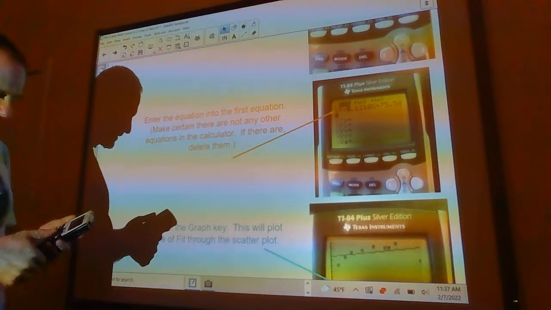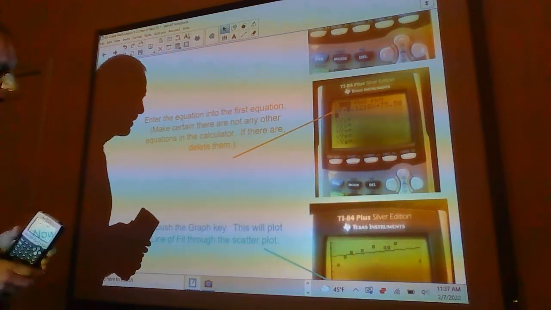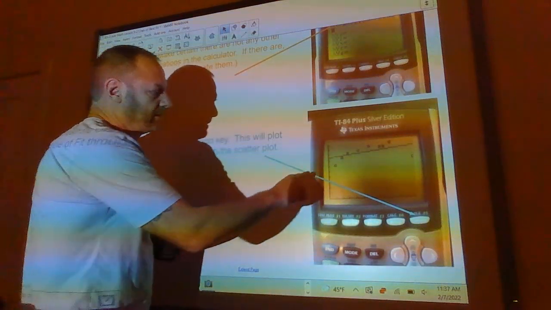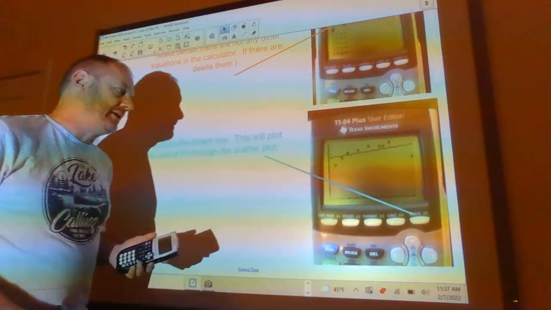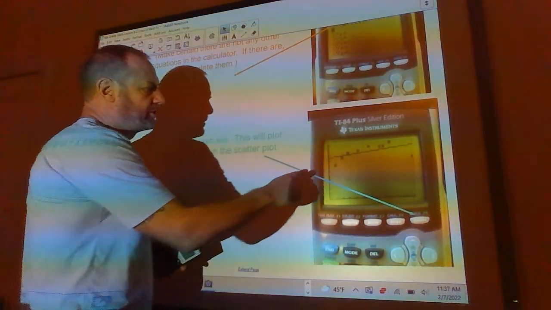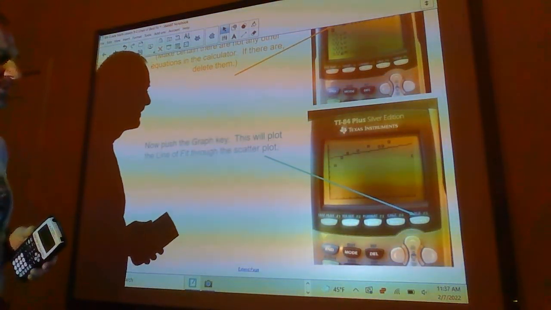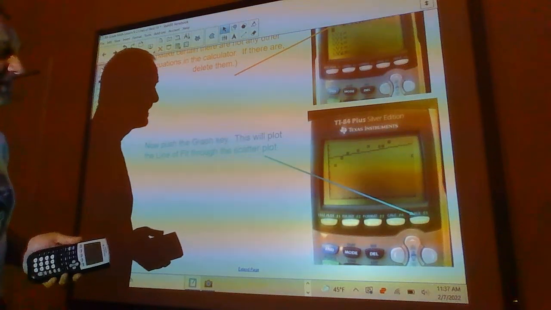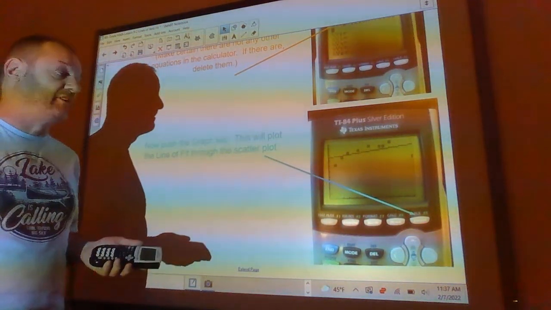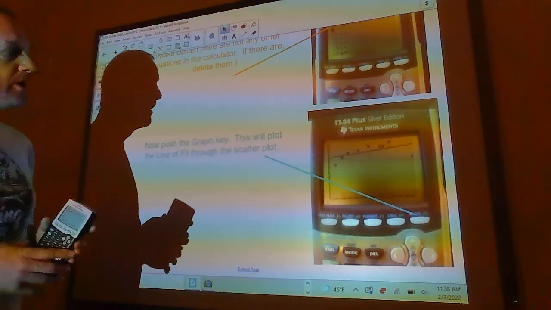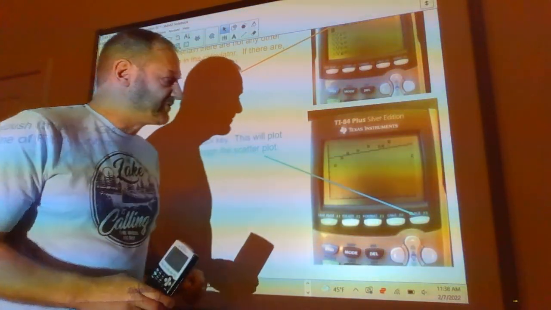Then you just hit graph again, and it will put your scatter plot back in there, but it'll also put a line through the data. So this is that line, 0.1218x plus 75.58. That's the line of best fit that best fits this data. Now, it might not be a very good fit. There's ways to tell that too, but that's the line that best fits the data.